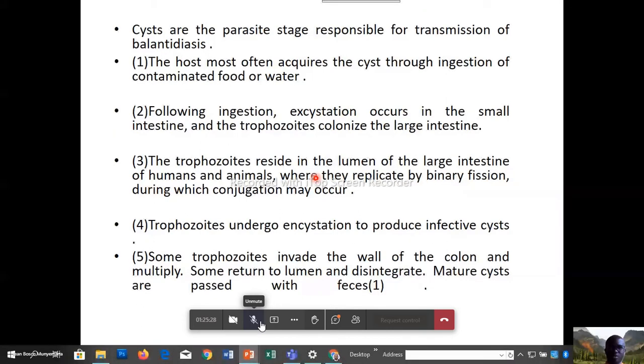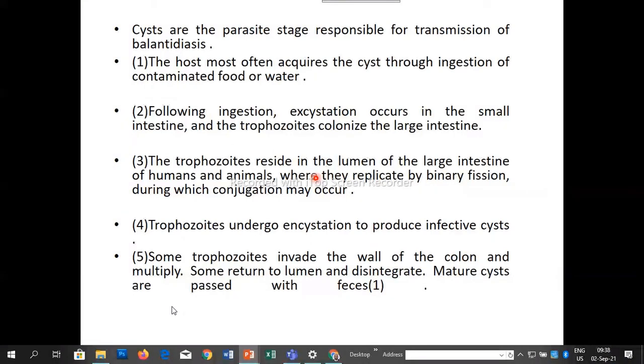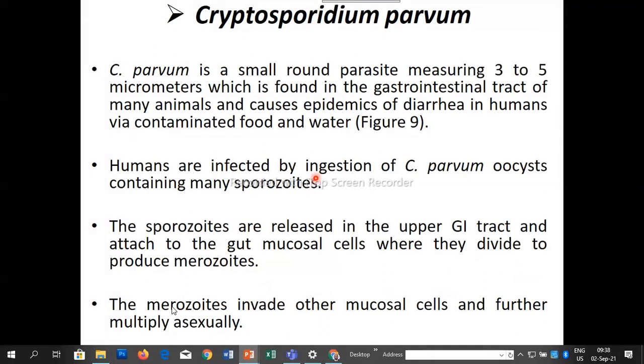So trophozoites undergo encystation to produce infective cysts. Some trophozoites invade the wall of the colon and multiply. Some return to the lumen and disintegrate. Mature cysts pass within feces. That's all. Treatment, I told you, it's the same. We use metronidazole and it is effective.